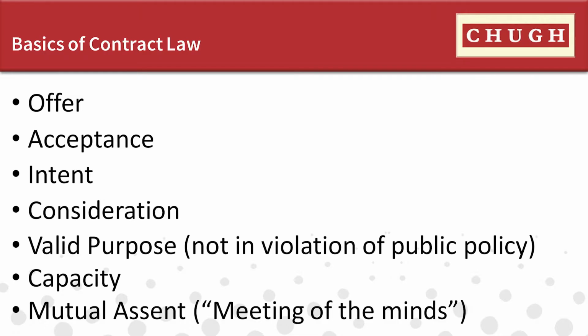This is the meeting of the minds. It goes back to the intent issue. They intended to enter into the contract. The parties collaborated over the contract, and they had a meeting of the minds and mutual assent to enter into it. So those are the basic 4 elements, plus the additional ones. There are more than these 3, but these are the 3 that are going to be valid for this discussion.